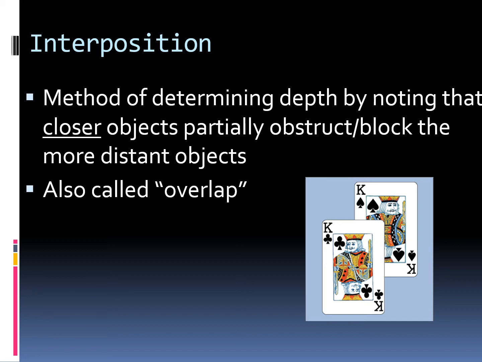Interposition. Right? Method of determining depth by knowing that closer objects partially obstruct, block the more distant objects. This is also called overlap. So this is simple, right? If something's blocking something, it must be in front of it, right? So the king of clubs is blocking the king of spades, therefore the king of clubs must be closer, right? Because it's blocking it.